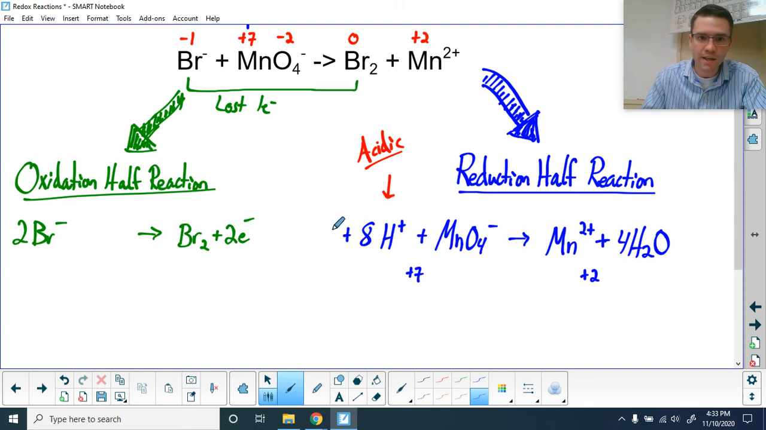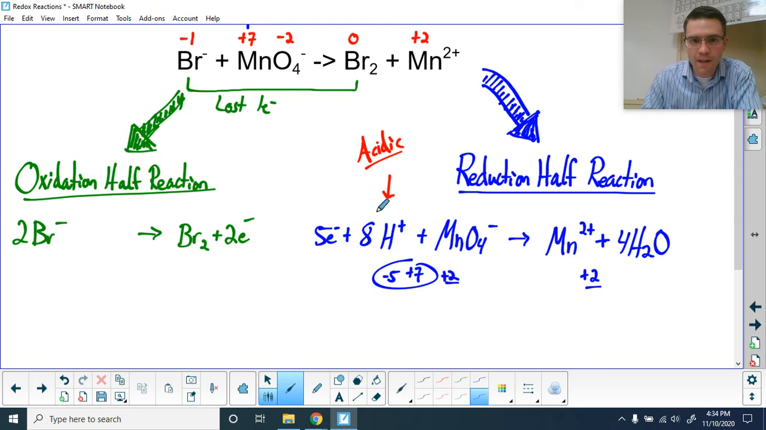So I need to add here 5 electrons to the left side, so that when I get my +7 and a -5, this adds up to my +2 charge. And now we have equal charge on both sides. So we've balanced our electrons and our atoms. That's your hard part. We've got both those half reactions balanced now in terms of atoms and in terms of our charge or number of electrons.